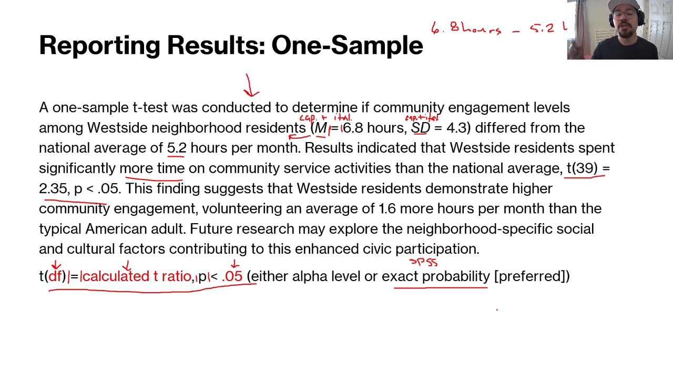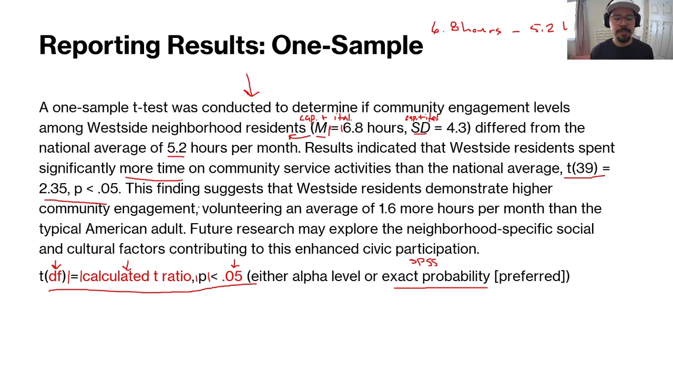SPSS outputs, you're going to give me the exact probability. That is the preferred method of incorporating this information. If you are reading research articles, they are very, very likely going to use exact probability. So make sure you do that.